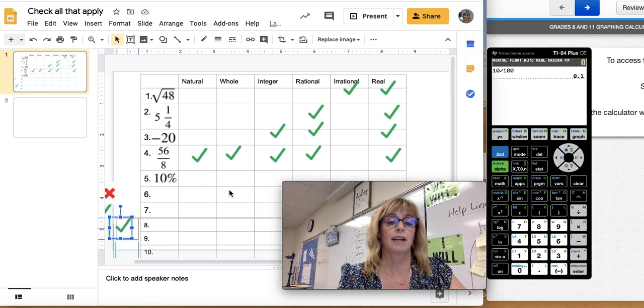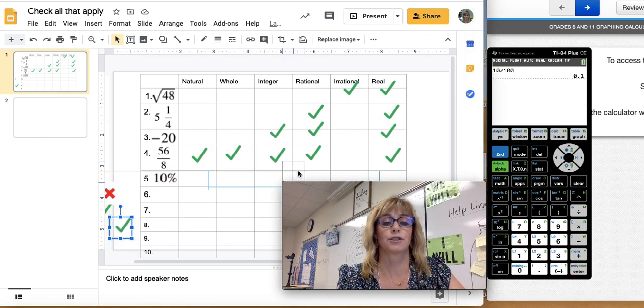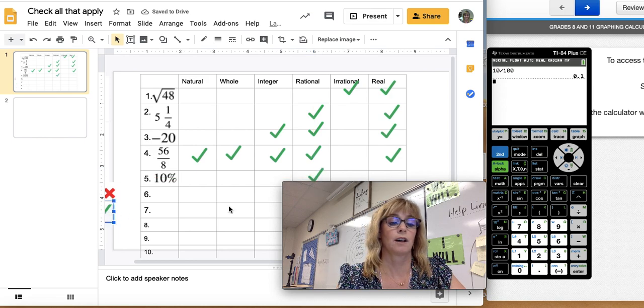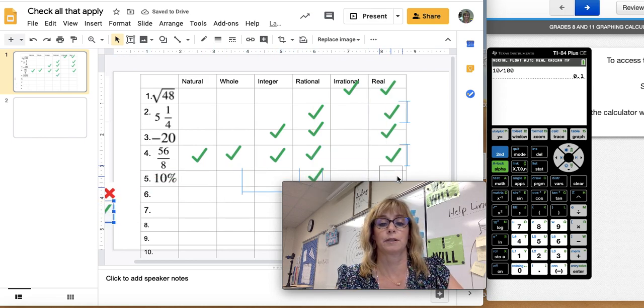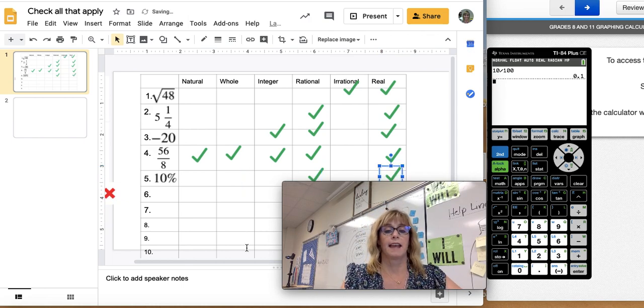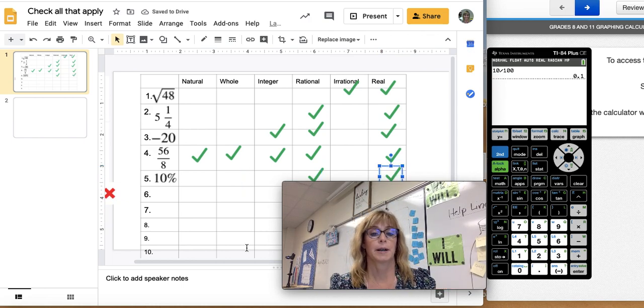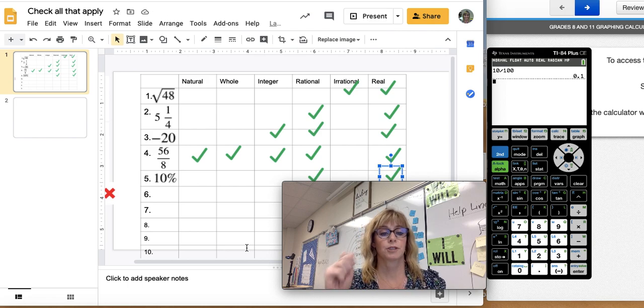So it's not natural, it's not whole, it's not an integer, but it is rational, and therefore it's also a real number. Okay? And that is how you check the boxes of explaining what sets and subsets of real numbers each of these numbers lies in.